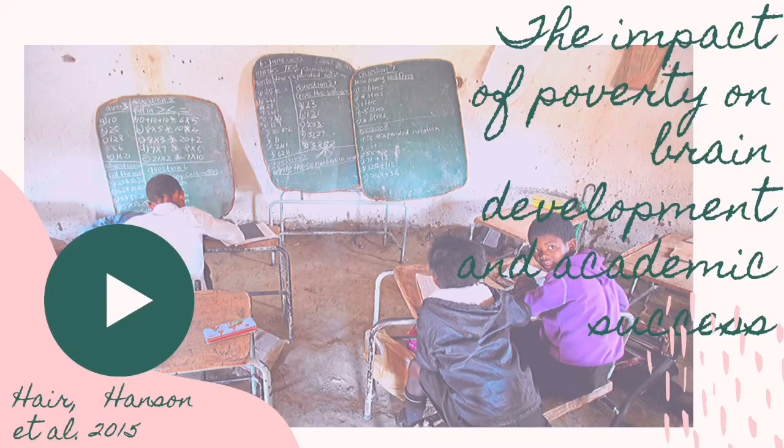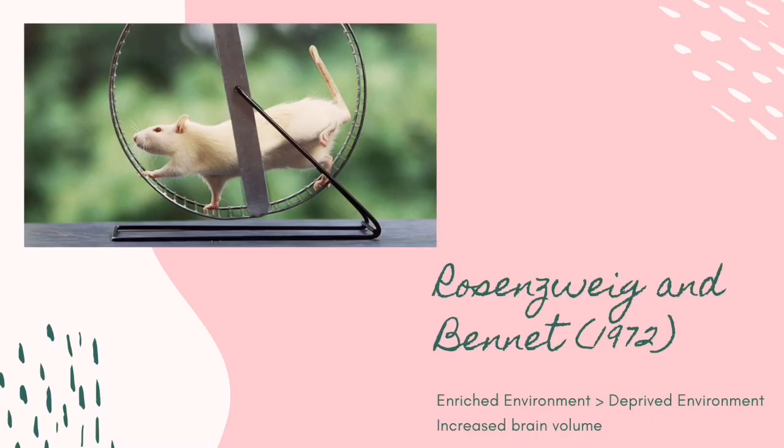This video will be discussing the impact of poverty on brain development of children and the consequential effects on academic success. As seen in Rosenzweig and Bennett's research, rats reared in enriched environments had increased brain volume in their post-mortem autopsies when compared to rats in deprived environments.